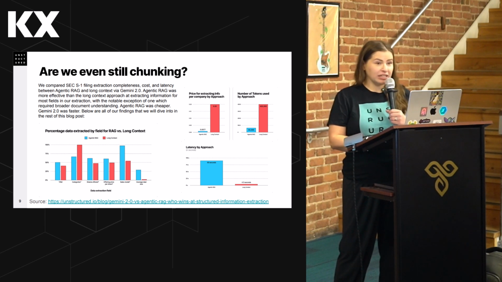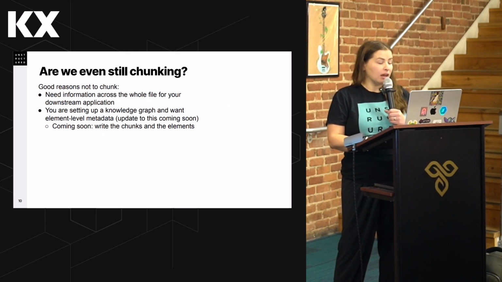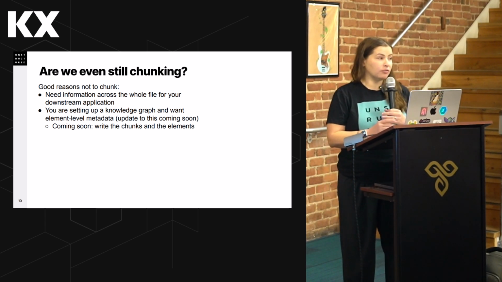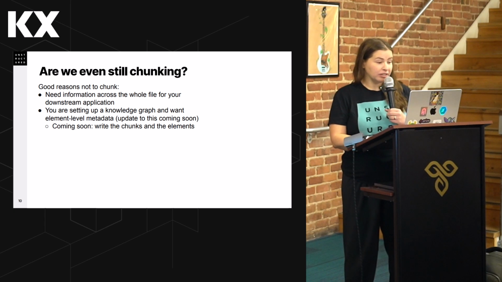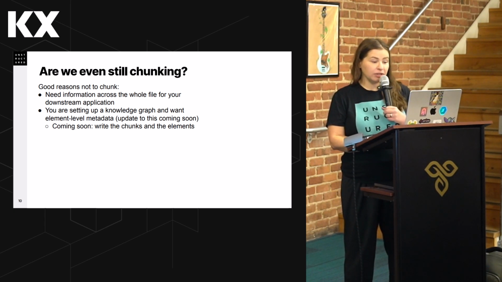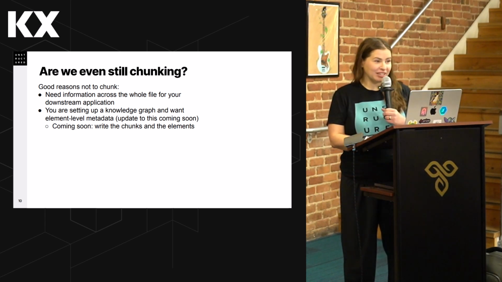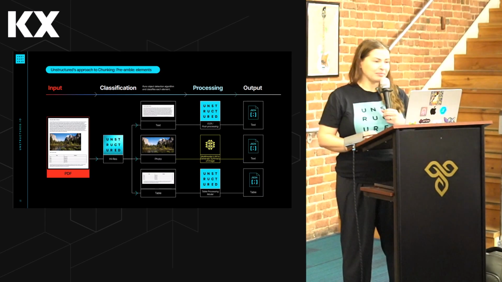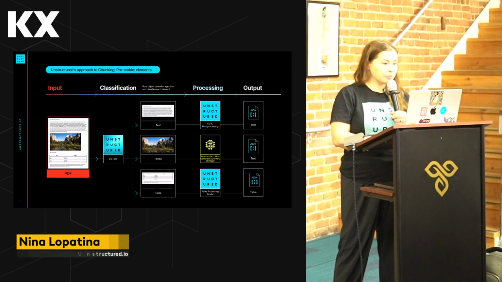So we found that it is still useful to chunk your files and do RAG for something like information retrieval. There could be reasons not to chunk. For example, in the example I showed earlier of the categories, if you need information across the whole file, then you could try leveraging long context windows, or if you're setting up a knowledge graph and want element level information. So we'll have some interesting content around knowledge graph setup from Unstructured later on over the next month or so.